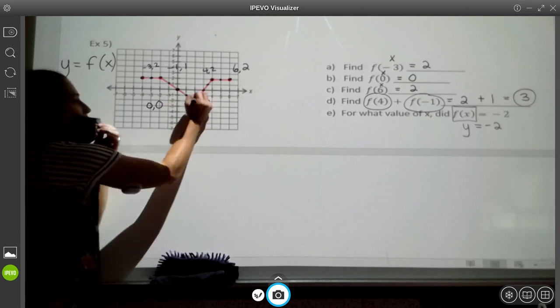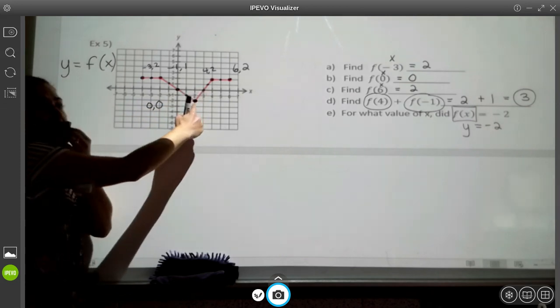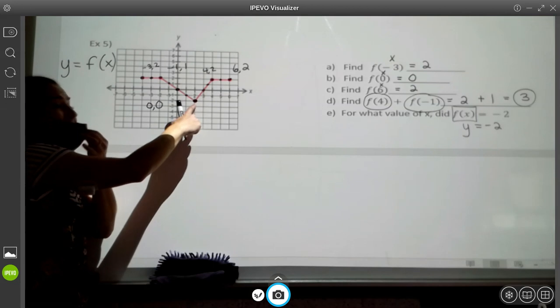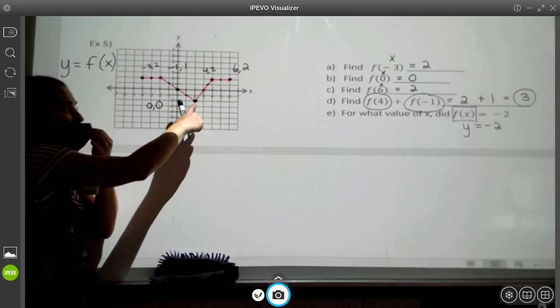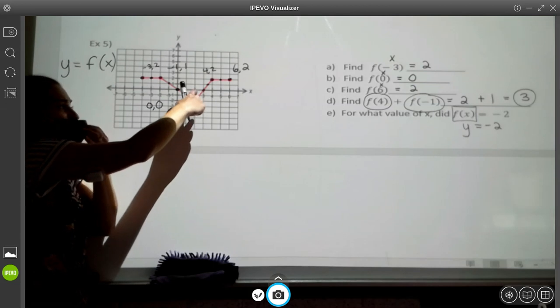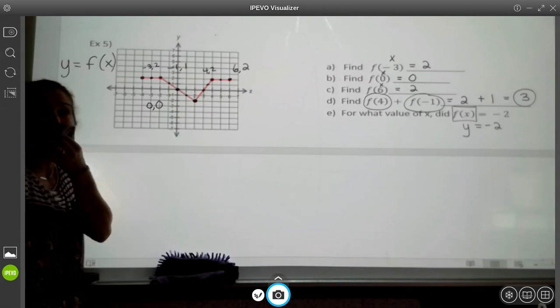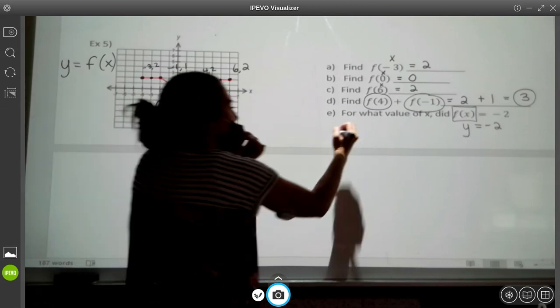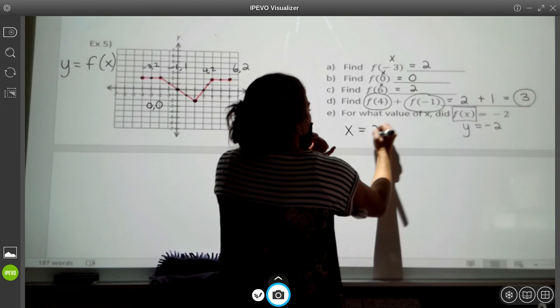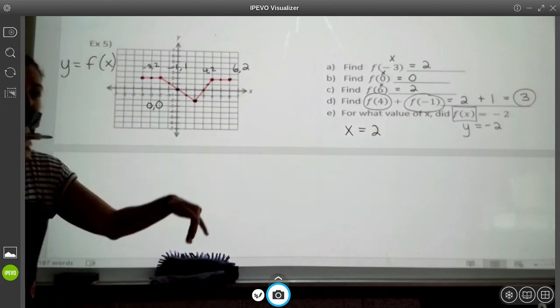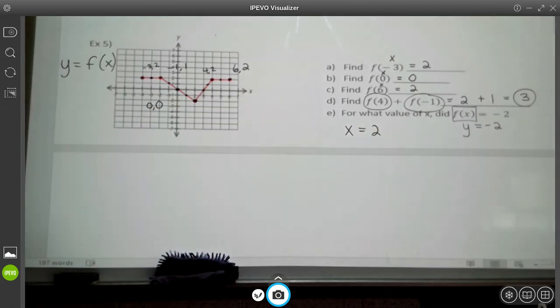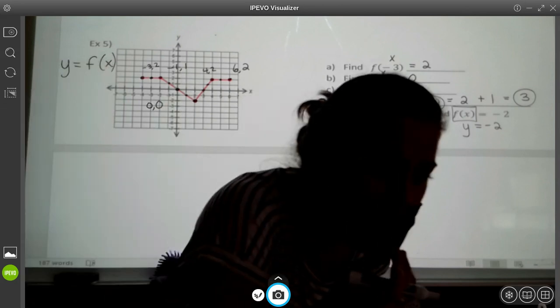Guys, there's a point right here that has a y-coordinate at -2. The answer to this question is his corresponding x-coordinate. So what was the x-coordinate when y was -2? X was 2. So the answer to this question is you would have had to plug a 2 in to make a -2 come out. All right? Everybody okay with that?